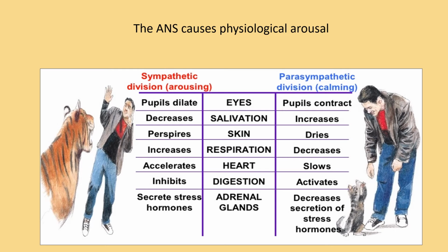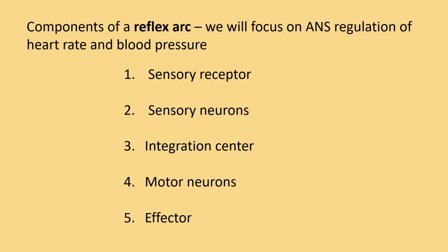If there's a meal in your gut, the digestive system processes are happening at a high rate, and then your adrenal glands are not particularly active. So your autonomic nervous system operates according to reflex arcs. And again, these are the same 5 components of any reflex arc. We're going to apply them to autonomic nervous system reflexes.